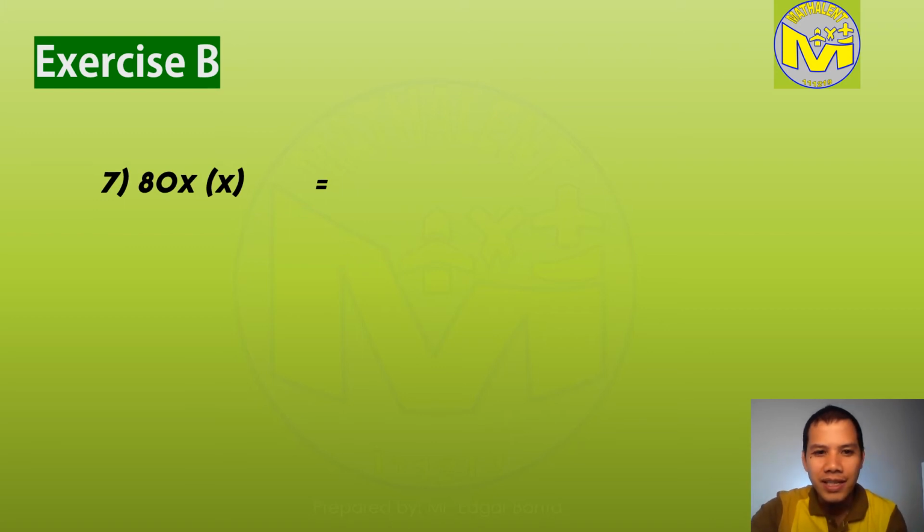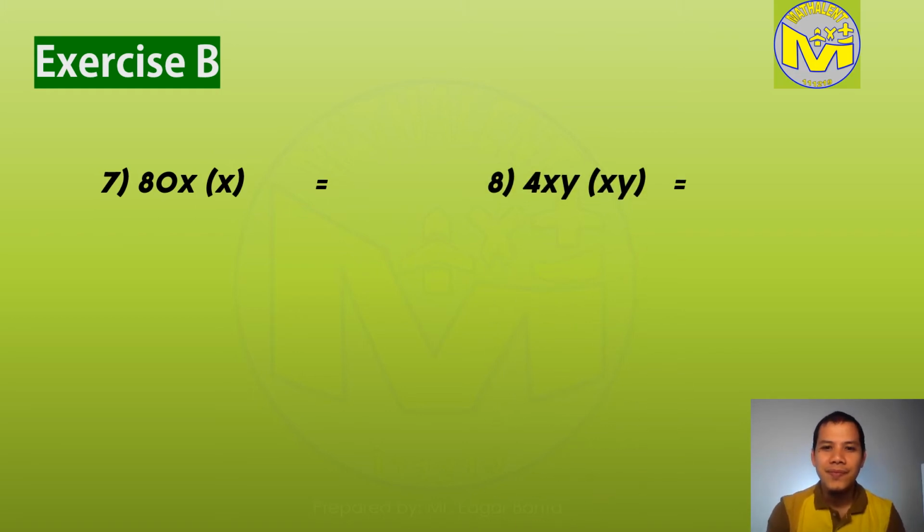Yes, more exercise. Number 7. Number 7, we have 80X. What is the coefficient of x in 80X? Obviously, it is the number 80. Number 8. In number 8, we have 4xy. In the bracket, we have xy. Oh, wait, I will show you the pointer. Here. We have xy in the bracket, so the coefficient of xy is 4.